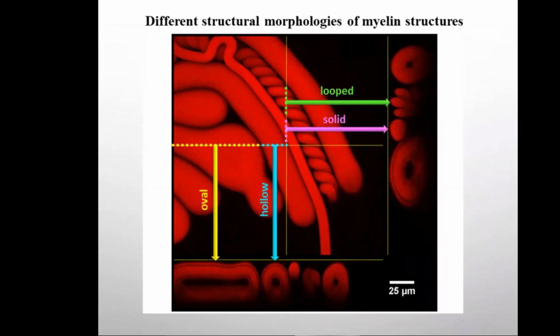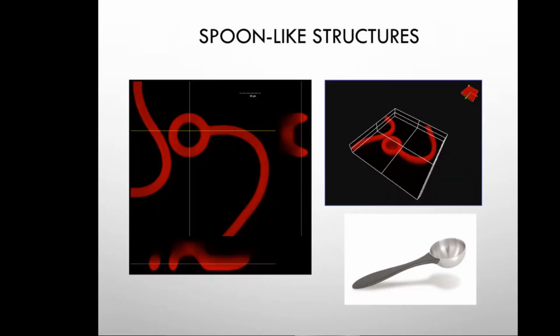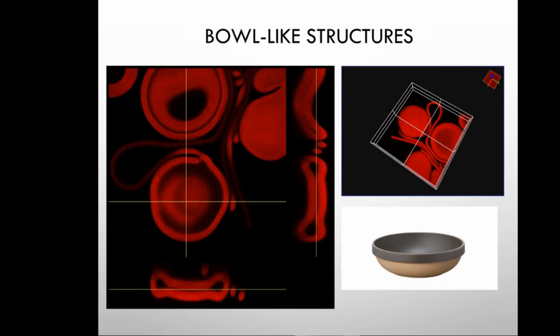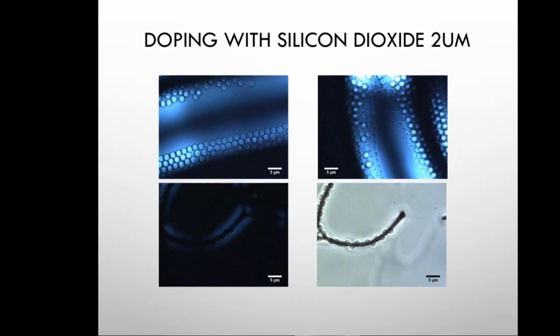and depending on the conditions we apply, we can have looped structures or solid structures. They can be hollow or oval-like. We may have spoon-like structures. So simply by extracting this phospholipid, we are studying its behavior not only in a biological context, but also from the material science context. What kind of other interesting organization can we get while playing with external conditions?